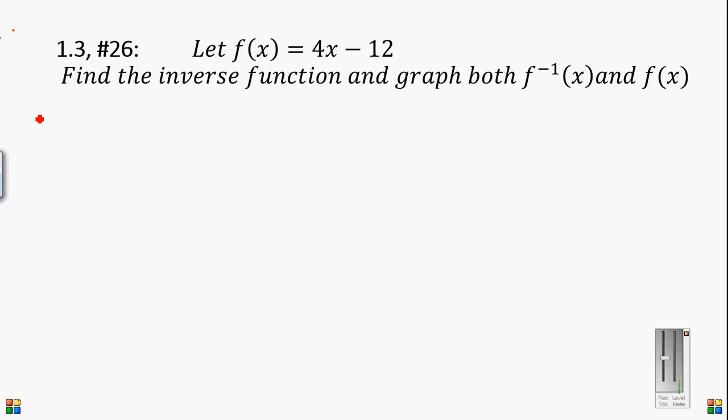So again, I go back to that step 1, step 2 analogy that we did before, which the first thing would be to rewrite this as y equals 4x minus 12. And we want to solve for x. That's what step 1 is, to solve for x. So I'm going to add 12 to both sides. So I get y plus 12 equals 4x.